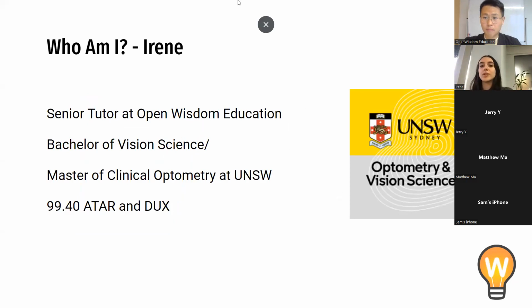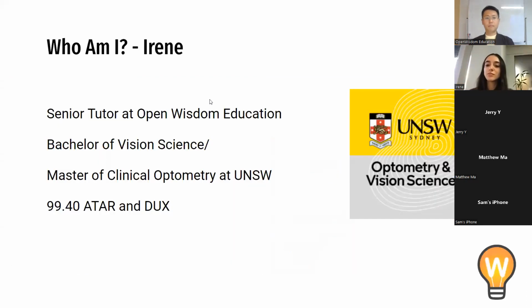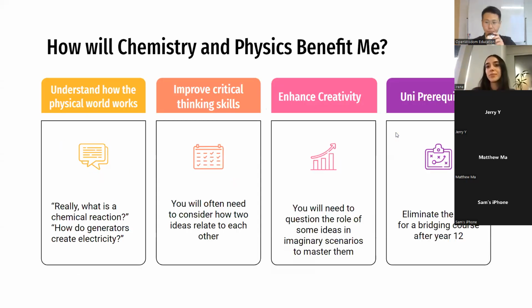All right. Thank you everyone for joining us today. In this part of the seminar, Liv, Andrew, and I will talk to you about some of the most popular subjects in Year 11 and 12, starting off with physics and chemistry. But before we get into that, I would like to introduce myself. My name is Irene. I am a senior tutor at OpenWisdom Education for science and maths, and I study optometry at UNSW. So I'm going to start off with chemistry and physics.